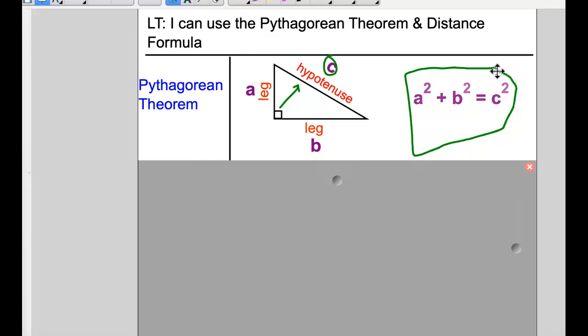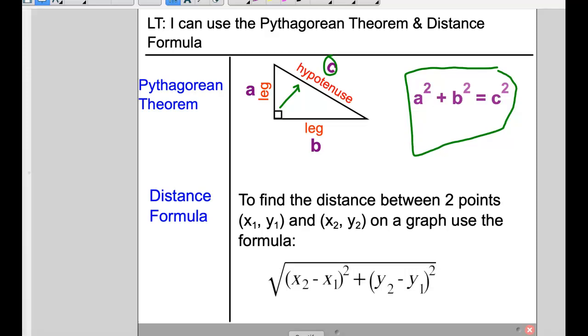Once you find side C, we can use our formula. And when you use the formula, just go slow, right? But put C where it belongs. And then remember your A's and your B's don't matter which side goes where. Once you have the Pythagorean theorem memorized, right, we're looking and reminding yourself how to use it, then we go on to the distance formula.